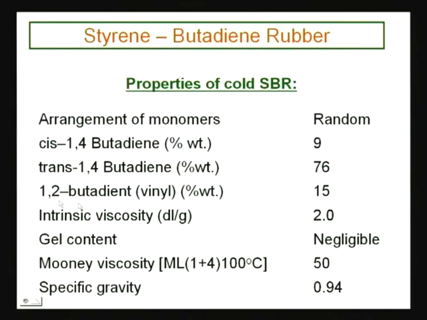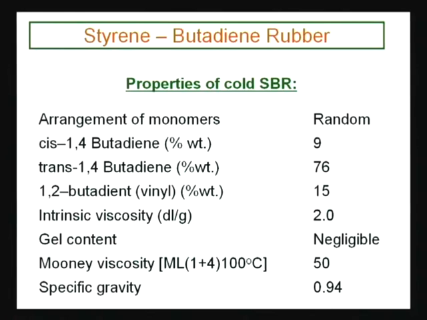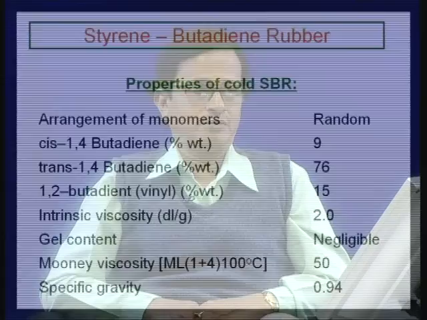Intrinsic viscosity, gel content, Mooney viscosity. What is Mooney viscosity? Mooney viscosity is the viscosity of a rubber compound. Before compounding, you can measure the Mooney viscosity of the raw rubbery polymer. After compounding, prior to vulcanization, you can also measure the viscosity, because this viscosity can tell you at what temperature and at what machine speed, in RPM, revolutions per minute, you have to run the machine for getting a rubber compound in a reasonable length of time. That viscosity is related to the torque developed during processing, so it is measured through a torque measurement.